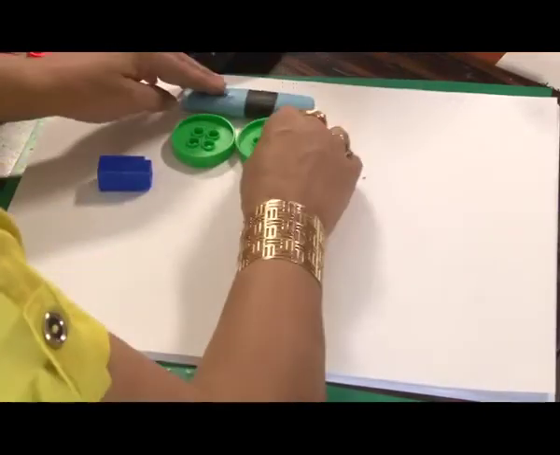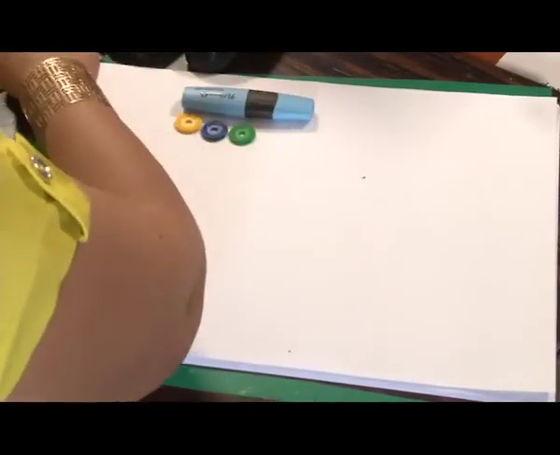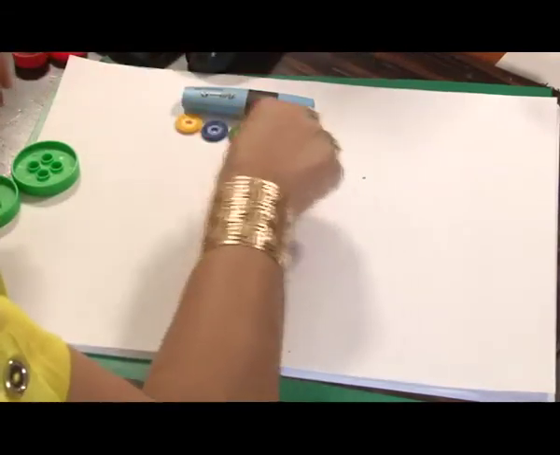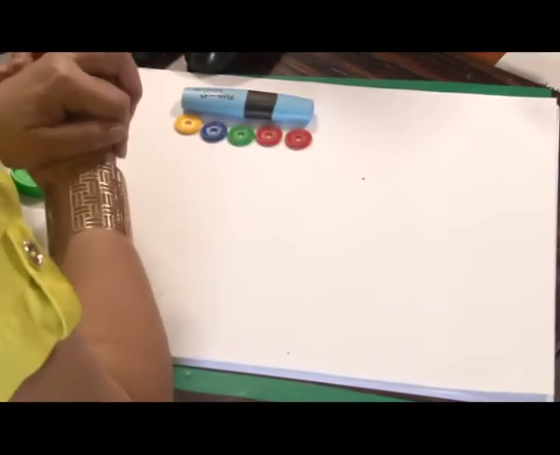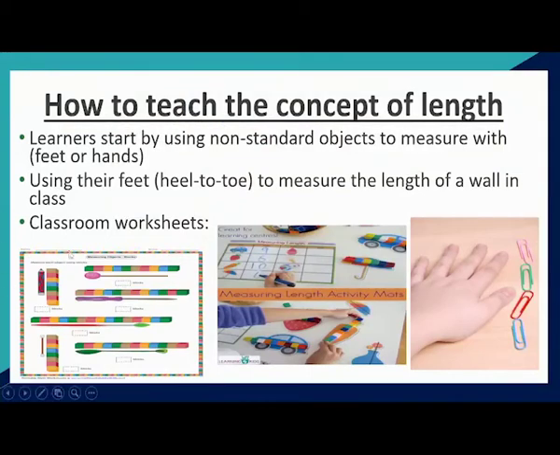What is the length of this? 2 of those counters. 1, 2, 3, 4, 5 of these counters. These are the measuring instruments that we use in class. I have examples for you there. They have blocks that side. Here we have paper clips for the length of the hand. Blocks this side. So we use what we have in class so that they can practically see length.